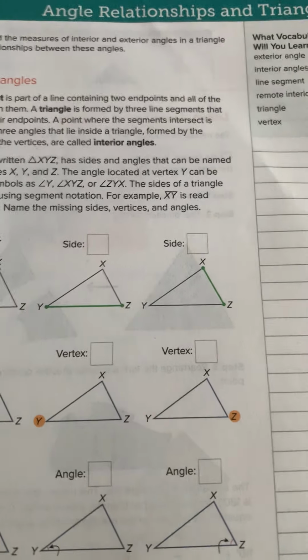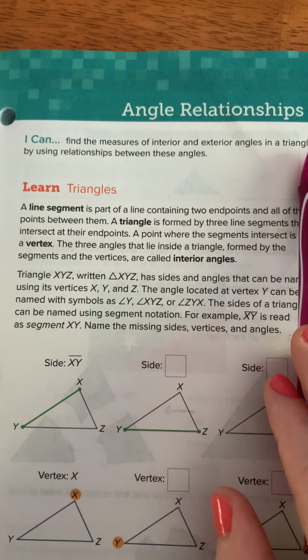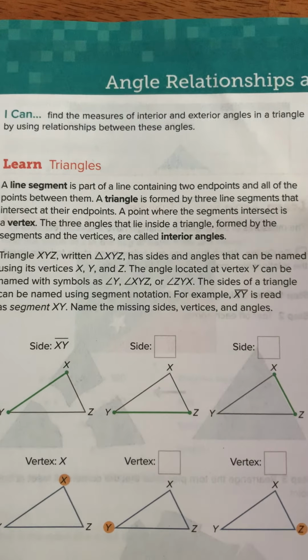Hey, eighth graders. Okay, right now we're gonna do 7-2. It's on 393. Some of this is pretty easy and you've seen little bits of it before. We're gonna find measures of interior and exterior angles in a triangle by using relationships.